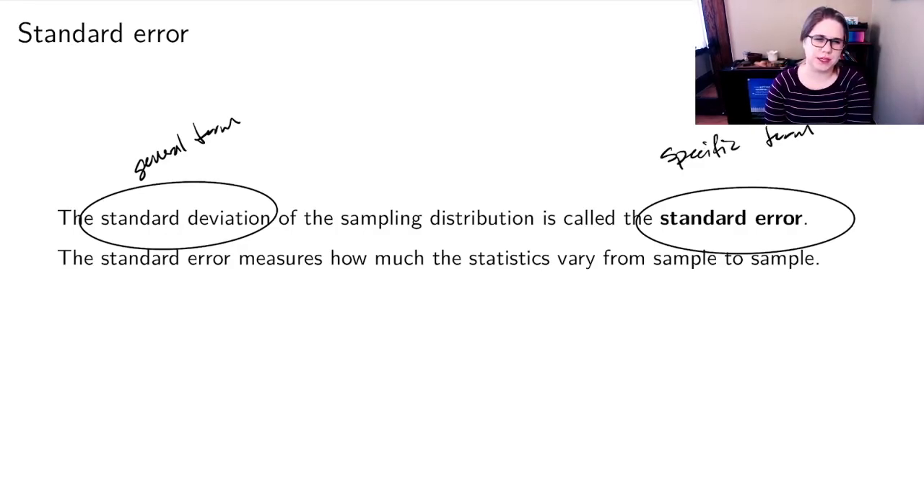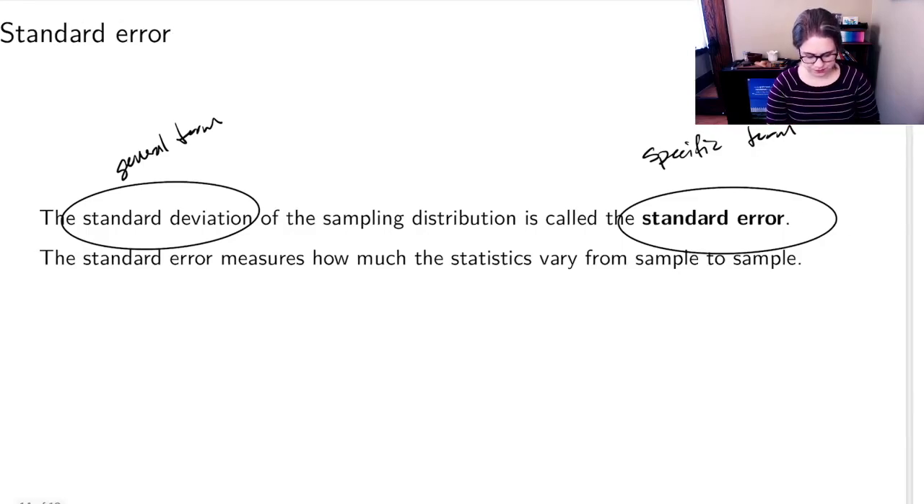So this is one of those things that I think is nice to have written down on a summary note sheet somewhere because it's easy to get those two terms confused because they both have the word standard in them and they're both essentially the same thing. One is just a more specific version of the other one. The standard error is going to measure how much your statistics vary from sample to sample.